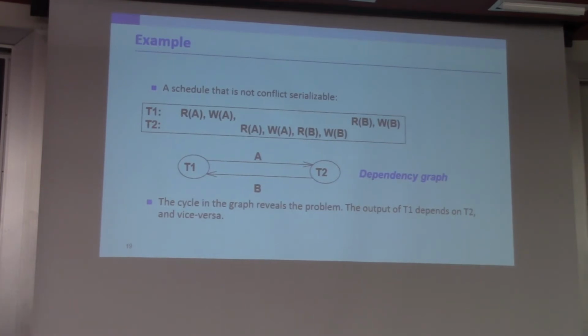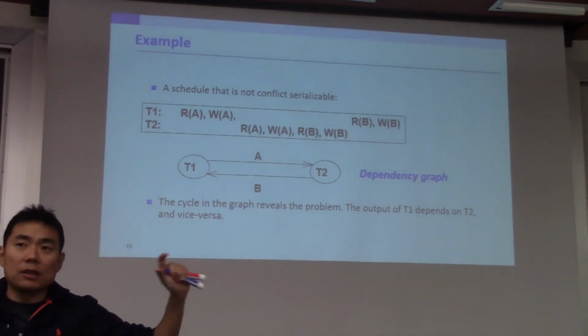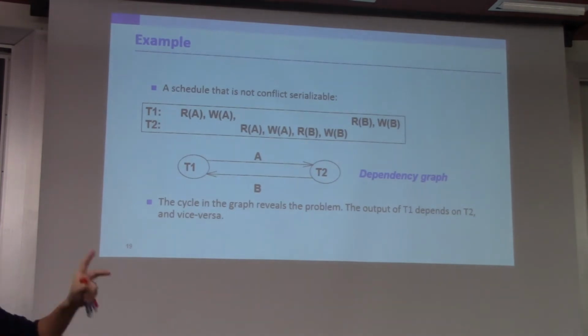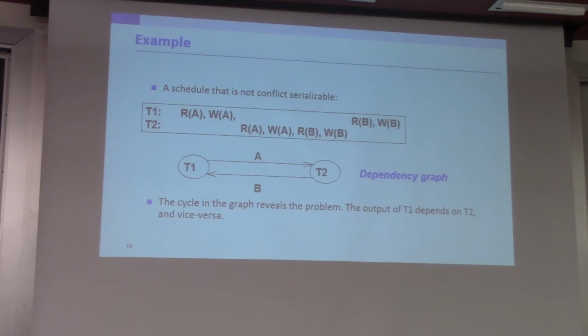The idea is you draw a node to represent each transaction. Here I have two transactions, so I introduce two nodes, T1 and T2. Then I draw a line from one node to another, a directed arrow line.